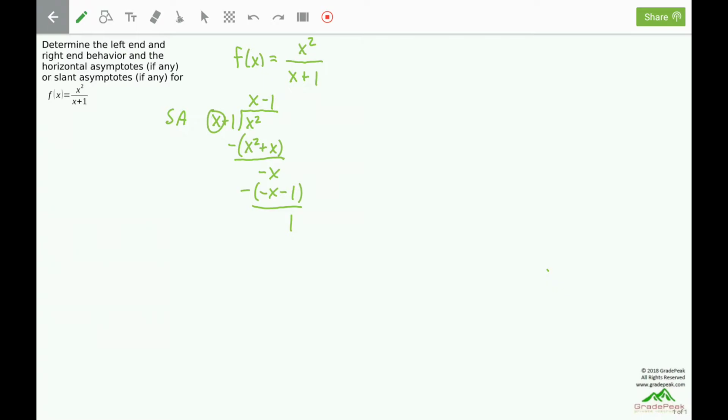The first term, x, cannot divide any further into the 1. So the 1 is the remainder, and it's put up here over the x plus 1, since it's still being divided by x plus 1. The slant asymptote will be y equals the linear function here, the x minus 1, without the remainder.